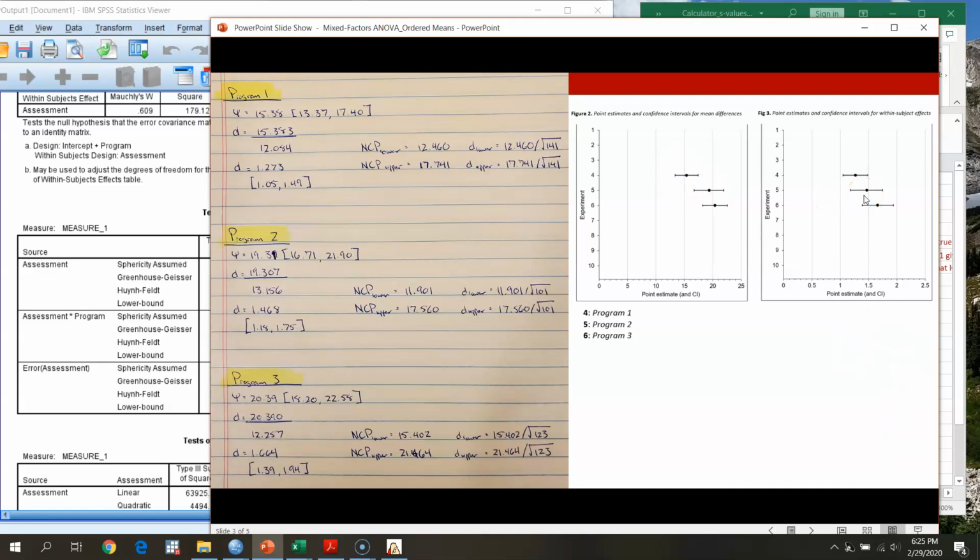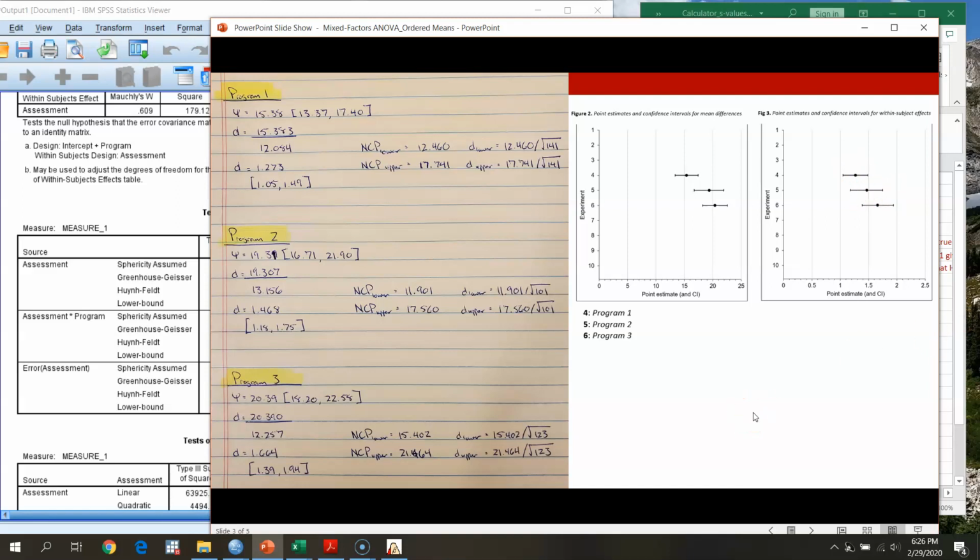Our effect size estimates and confidence intervals around d are a little less conclusive, but we're seeing an increase in standardized effect across program 1, program 2, program 3. Similarly, it's possible that we're seeing systematically larger effect sizes for program 3 relative to program 1, with program 2 right here in the middle.